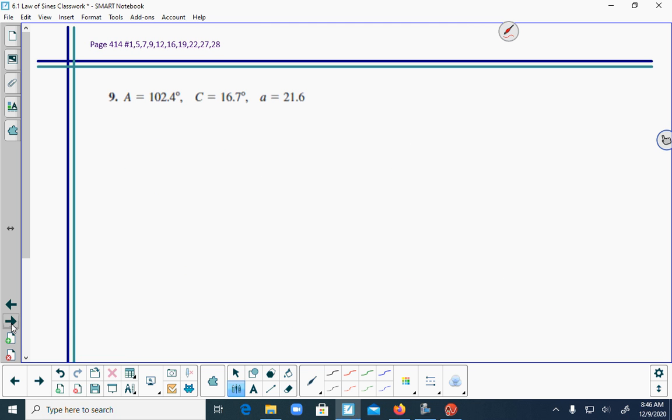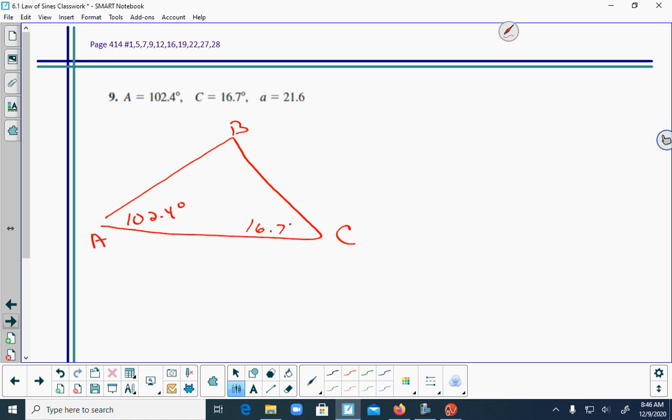Going to do number 9, same thing. I'm going to draw my triangle first. A, B, C. A is 102.4 degrees. B, I don't know. C is 16.7 degrees. Side A is 21.6. So the opposite pair I have is this A. So I'm going to say 21.6 over the sine of 102.4 degrees is equal to, and then I only have angle C, so I'm going to say sine of 16.7 degrees and look for side C.